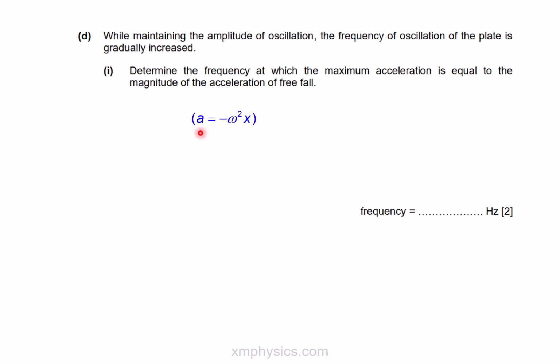For SHM, a goes to negative omega square x, so you know the maximum acceleration happens at the extreme positions. That's why the maximum acceleration can be written as omega square x naught. And we're going to equate this to 9.81 meter per second square, as the question says, yeah? So do all the calculations, the frequency turns out to be 6.23 Hz.